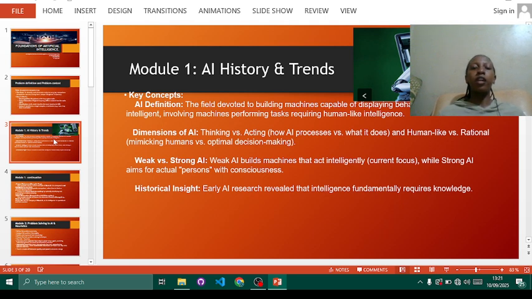From the course on AI, we had many modules, and the first module was AI history and trends. First of all, what is artificial intelligence? This is the field devoted to building machines capable of displaying behaviors we consider intelligent, involving machines performing tasks requiring human-like intelligence. There are many dimensions of AI, such as thinking versus acting. This is how AI processes versus what it actually does. And human-like versus rational. That's to say, mimicking humans versus optimal decision making.